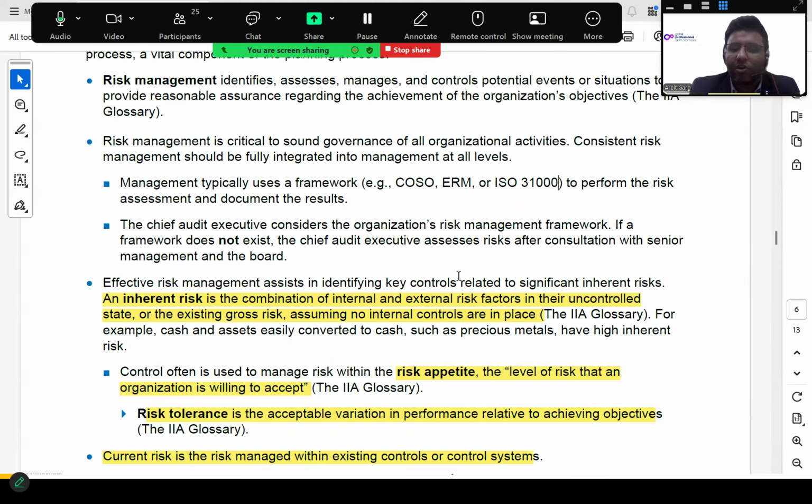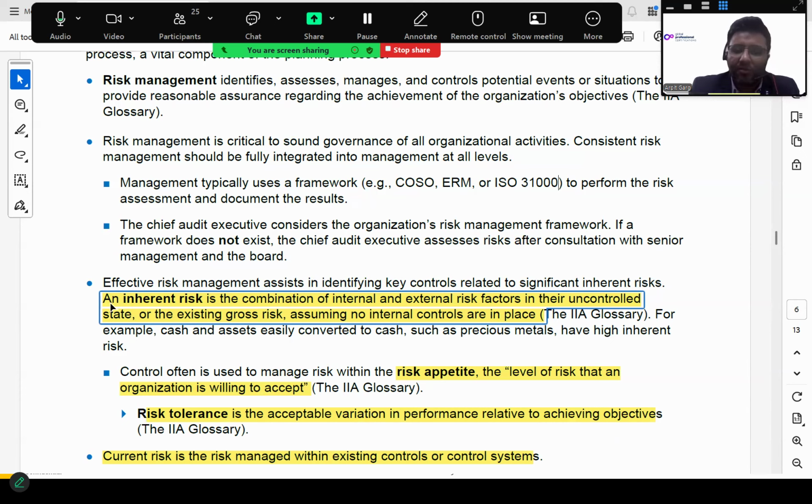The CAE considers the organization's risk management framework. If a framework does not exist, the CAE assesses risk after consultation with senior management and the board. Effective risk management assists in identifying key controls related to significant inherent risk. What is inherent risk, people? In inherent risk, are we looking at only internal risk, or do we also cover external risk? Internal and external both, without control. Both.